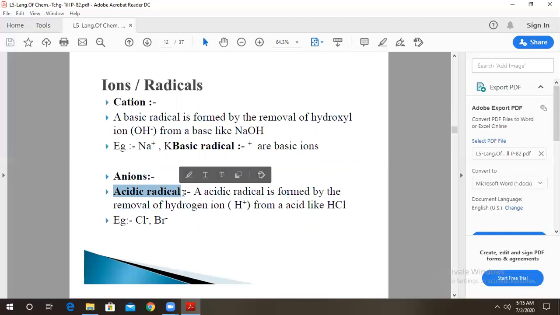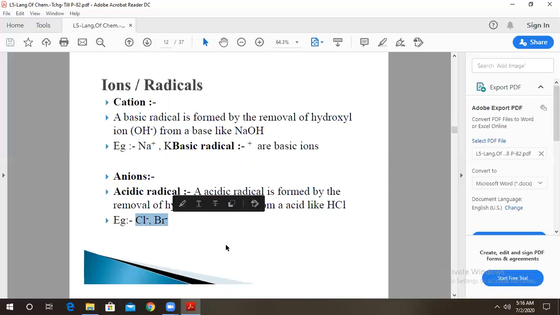Acidic radicals are formed by the removal of hydrogen ion from an acid like HCl. So when I remove this H plus ion, what will remain is Cl minus. So Cl minus, Br minus, all these are acidic radicals.